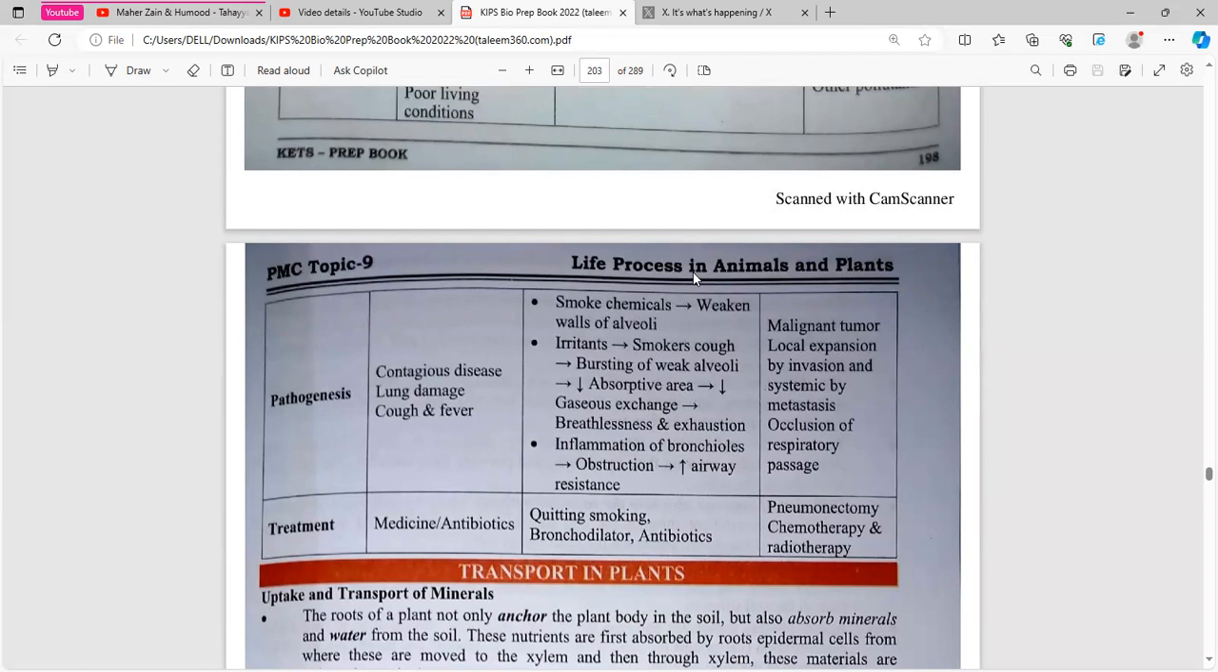Now, what does smoke do? Smoke and nicotine and other irritant particles basically irritate the airway of the human, and excessive coughing occurs in the case of smokers. They further weaken the alveoli and decrease the absorptive surface area, which is involved in gaseous exchange.